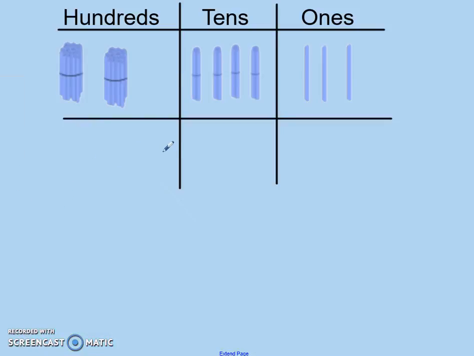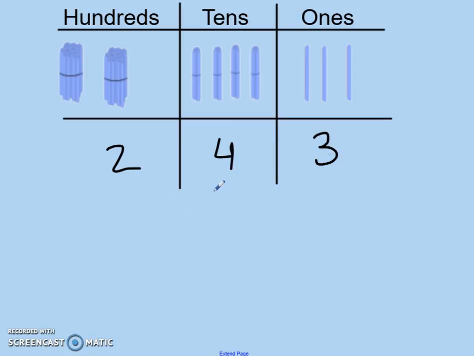So let's take a look at this number that we have in our hundreds chart. Here we have our hundreds, here are our tens, and here are our ones. I have 1, 2 hundreds, 1, 2, 3, 4 tens, and 1, 2, 3 ones. Remember, when we write our number like this, we call it standard form. So my number is 243.